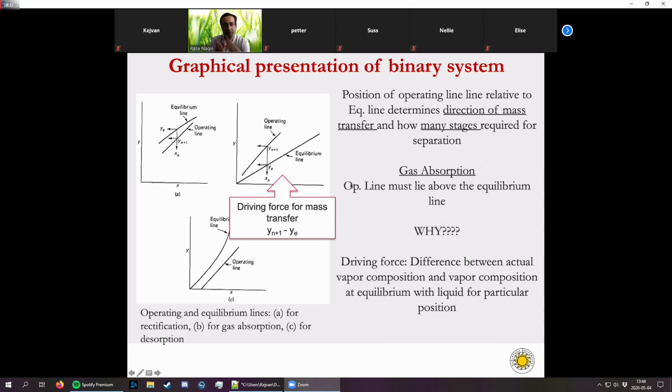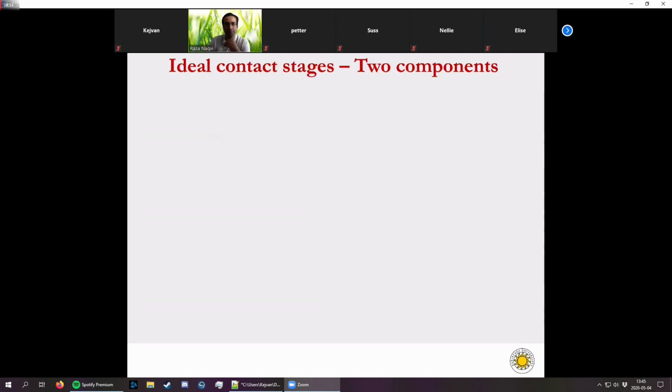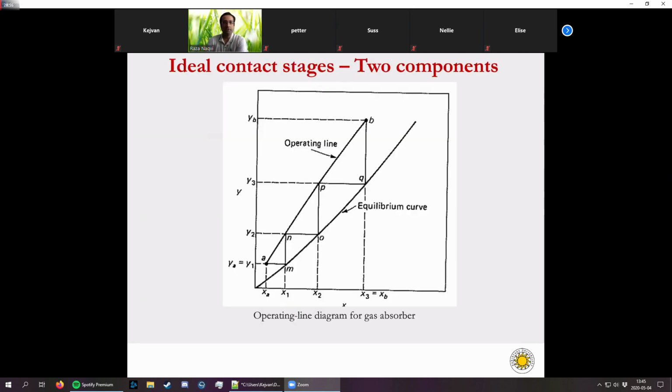And the distance between the operating line and the equilibrium line helps us understand the driving force. Whenever we say driving force, it means the difference between the actual vapor composition and the vapor composition at equilibrium with the liquid, or at any particular position in the equilibrium stage. Now I will discuss very briefly, and you might have seen the operating line diagram for the gas absorber. We do it quite similarly in the case of distillation as well.